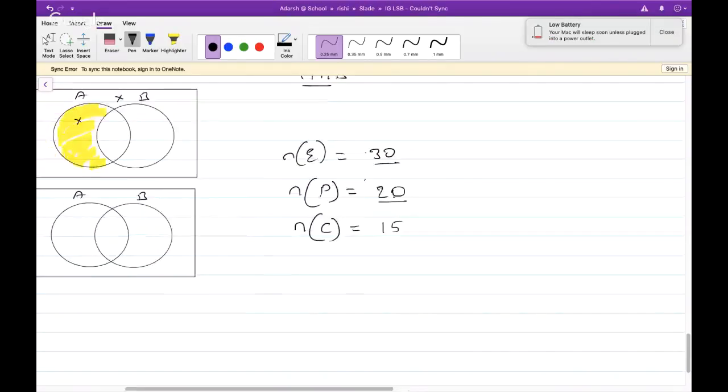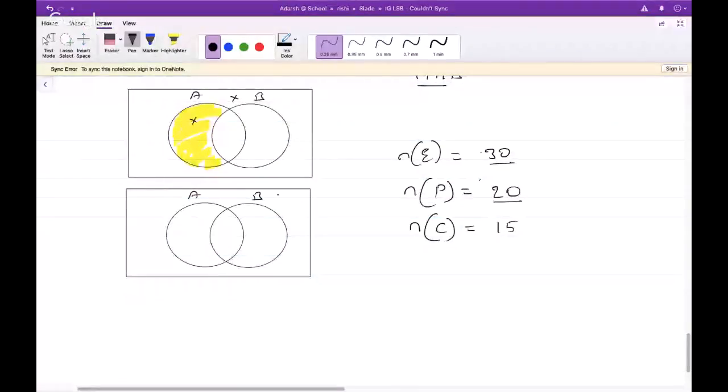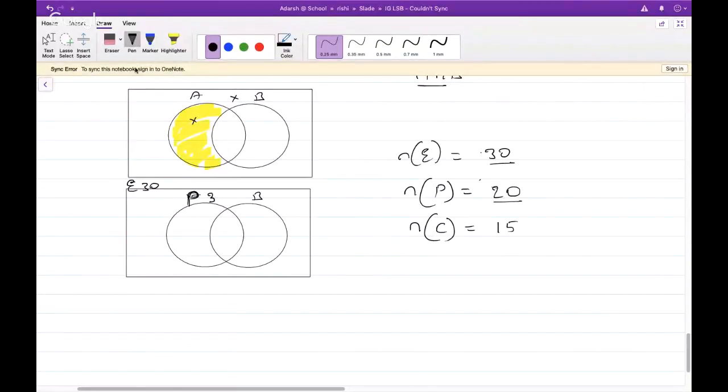Okay. So now how do we figure this out? First you write 30 here for epsilon. Next to physics you write 20. Next to chemistry you write 15. So total has to be 30. So 15 plus 20 is 35, so 5 students take both the subjects. Write that in the middle. Then 20 minus 5 is 15 here, and 15 minus 5 is 10 here. Now add them: 15 plus 5 plus 10, so the total is 30. So this is how it solves.